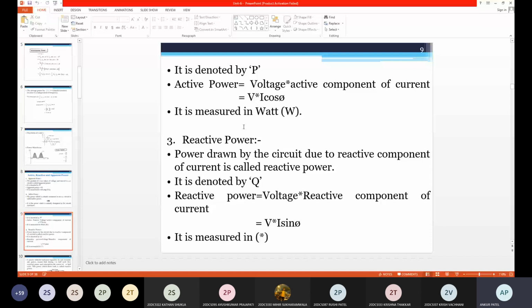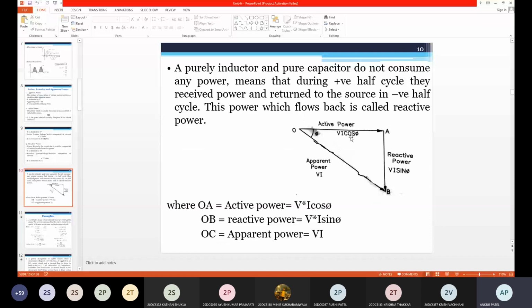Now, by knowing these different powers, we should know the power triangle for this. So this is the power triangle. You can see in this power triangle: active power denoted by P, reactive power VI sin phi, and S is the apparent power.